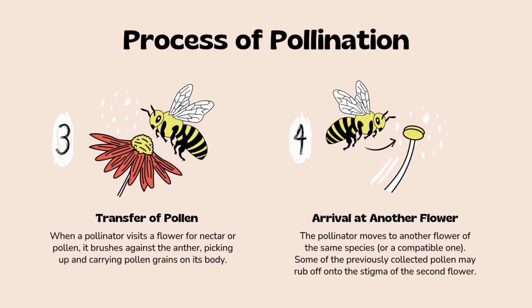Fourth, arrival at another flower. The pollinator moves to another flower of the same species or a compatible one. Some of the previously collected pollen may rub off onto the stigma of the second flower.